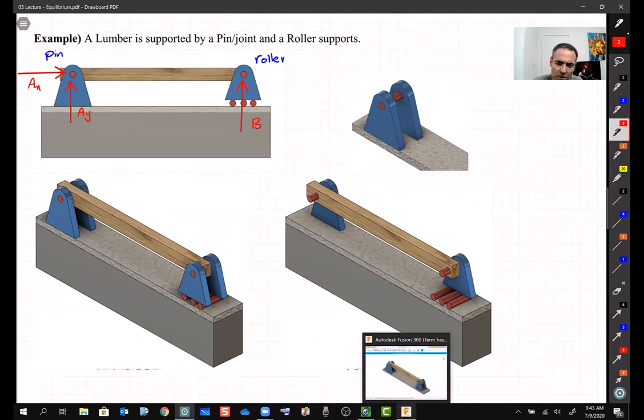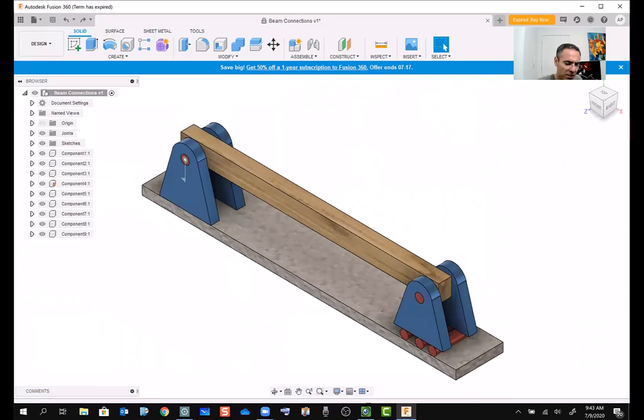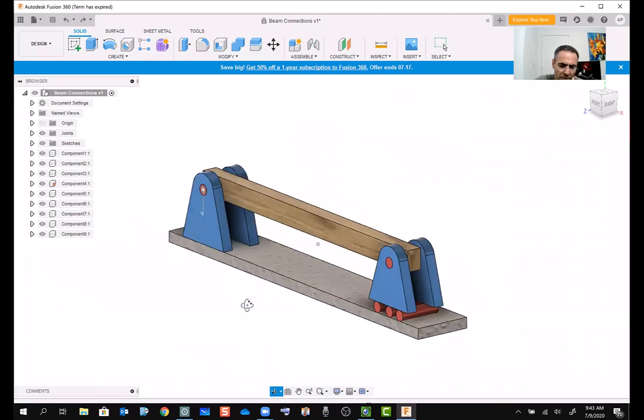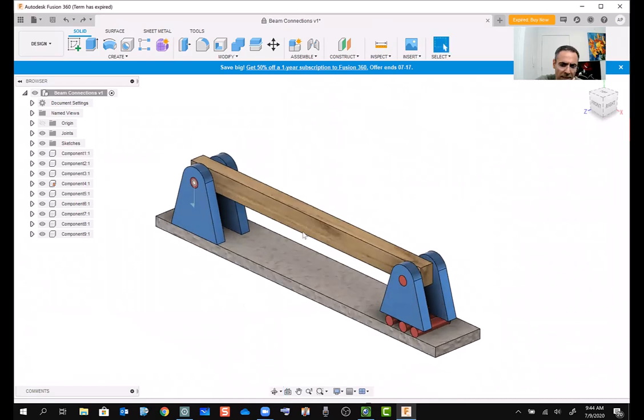Let me quickly show you the same things. Okay, so you see the same image here, right? Just give me a second. Okay, so as you see in this image, I have the beam, right? I build it on a concrete foundation, right?